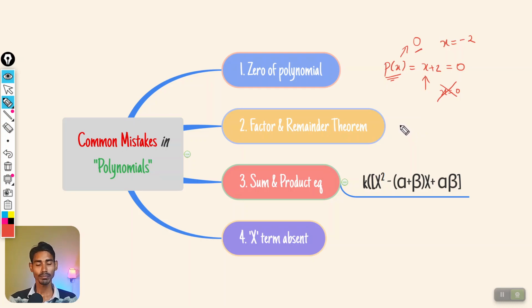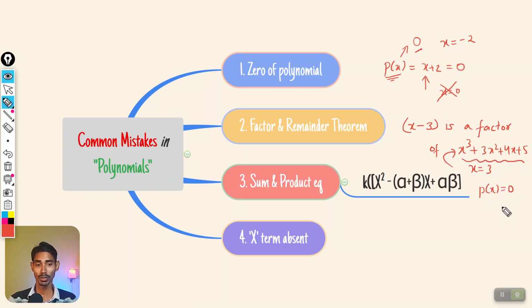Suppose it's given that x minus 3 is a factor of a polynomial, say x cube plus 3x square plus something like that, plus 5, assuming it to be true. What does that mean? That means x equal to 3, when substituted in this polynomial, is going to give us 0. The polynomial value is going to be equal to 0. That is the factor theorem. So when x minus 3 divides this completely, if you put x equal to 3 here, that would be equal to 0.